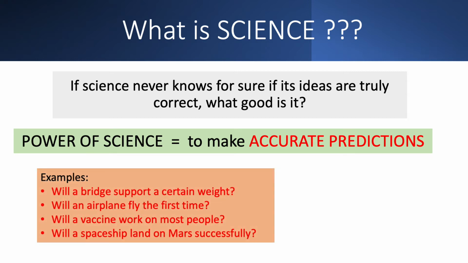So let's say you're going to build a bridge. How much can it support? Well, laws of forces in nature, etc., and mechanics will tell you, hey, it should support this much. Will an airplane fly the first time? Well, how fast do the jets go? How big are the wings? What shape are the wings? Here's one that's been kind of timely. How will a vaccine work on most people? Or will it work on most people? How about a spaceship landing on Mars?